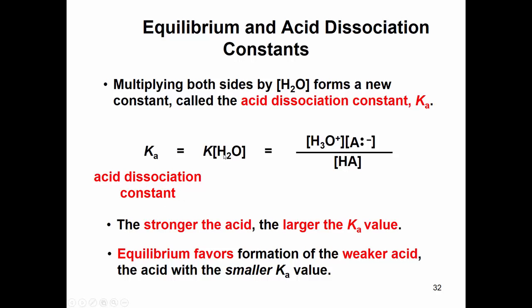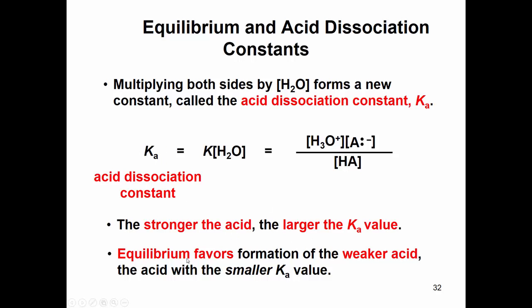The only difference here is that we do not have to include the concentration of water in our equation. So we take products over reactants, because you can multiply both sides by water, and that forms this new constant. So Ka is still equal to product concentrations over reactant concentrations, but you just do not include water there. When you calculate this for different acids, the stronger the acid, the larger this Ka value is.